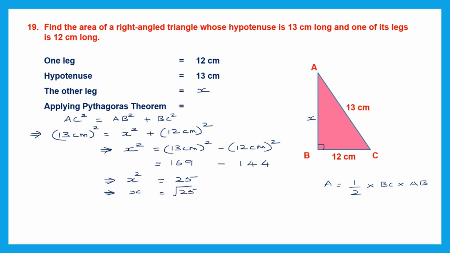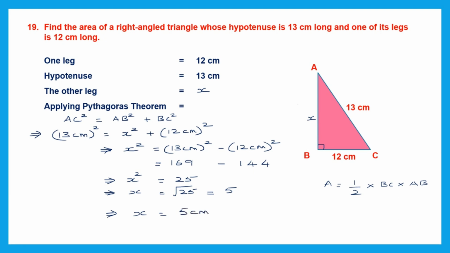Now square root of 25, it's very easy. What is the number that you multiply twice to give you 25? It is 5. 5 fives are 25. So the square root of 25 is 5, and x, the other leg that we have found, is 5. So the other leg x is equal to 5 centimeters.